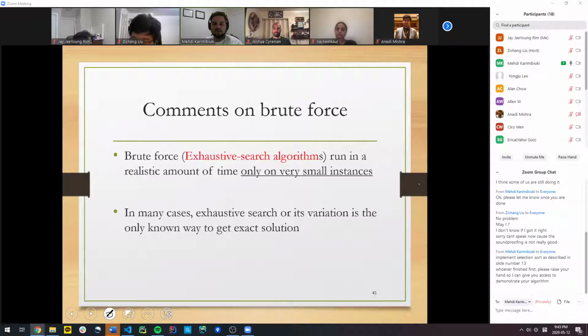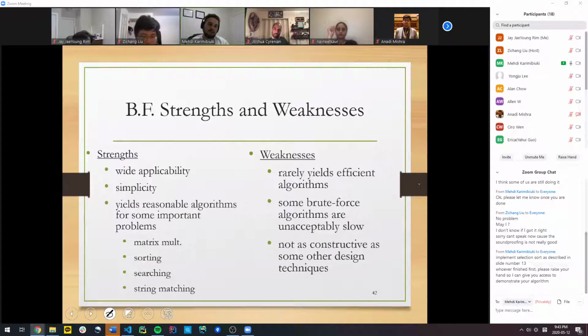Right. So brute force is more of an exhaustive search algorithm. It's pretty responsive on very small instances. In some cases, the exhaustive search is the only way to reach a solution to problems. Here, I just have a slide for highlighting the strengths and weaknesses.